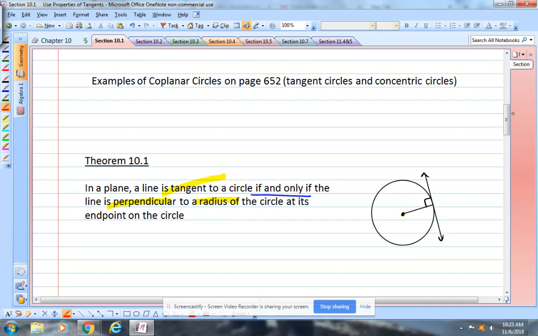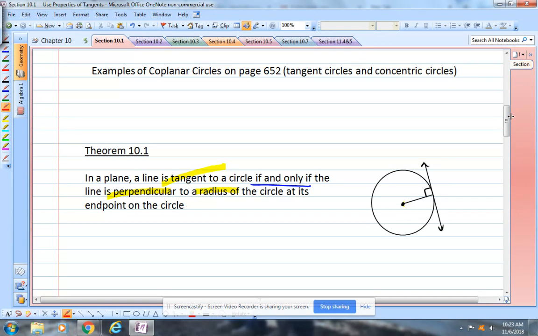All right, here's a theorem. You need to write this on your handout. I don't think I drew the picture for this theorem, did I? So you need to draw the picture for this theorem too and fill in the blanks. Theorem 10.1 says, in a plane, a line is tangent to a circle if and only if the line is perpendicular to a radius of the circle at its endpoint on the circle. So it's kind of wordy.